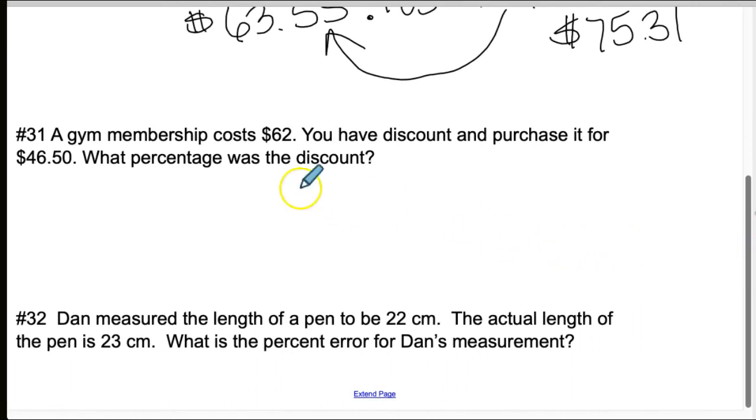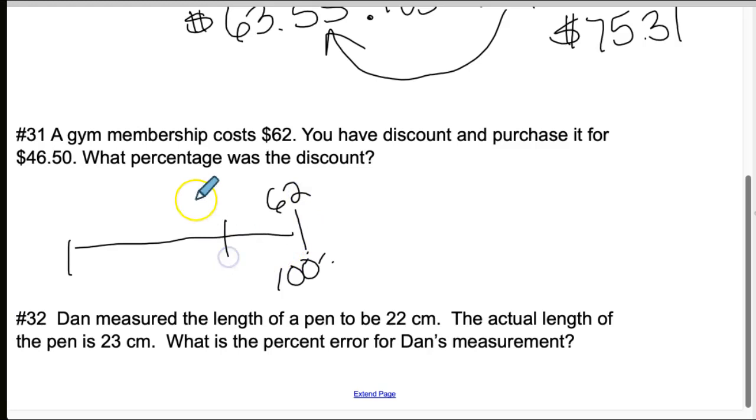31. A gym membership costs $62. You have a discount and purchase it for $46.50. What percentage was the discount? Again, if I wanted to draw a number line, I know that 100% is equal to the $62. At some point, I paid for it $46.50. $62 minus $46.50 is $15.50. So I know that these lines are going down by $15.50.